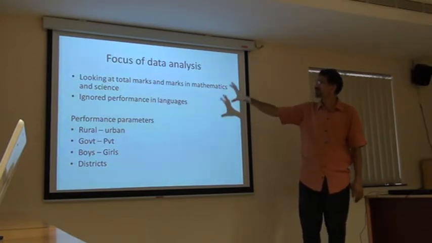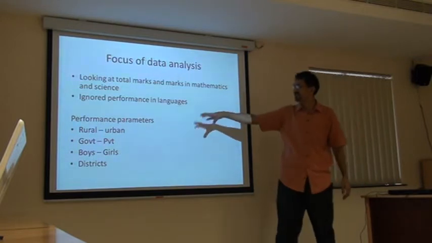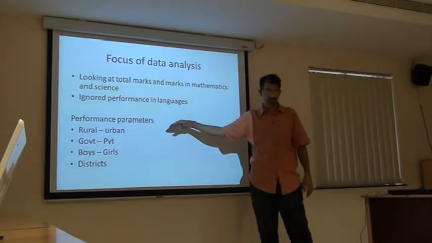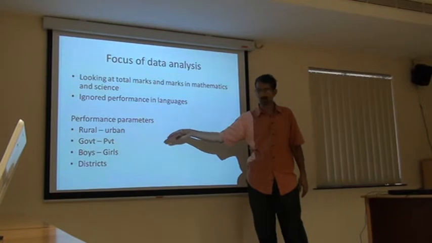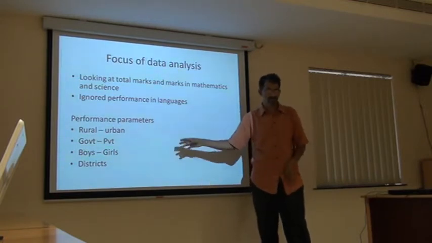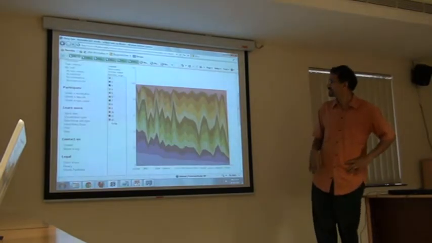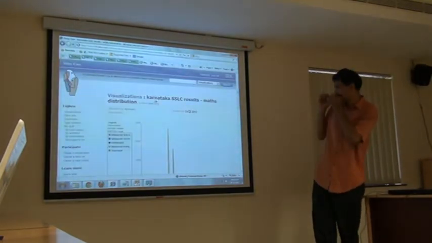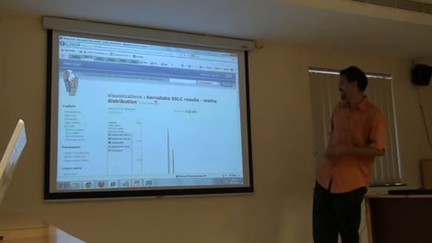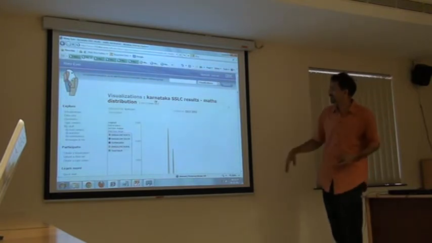And we looked at the performance at the district level obviously, but then rural versus urban, government versus private, and boys versus girls, and so on. Let's look at a couple of examples. So this is a marks distribution. We can just scroll down.